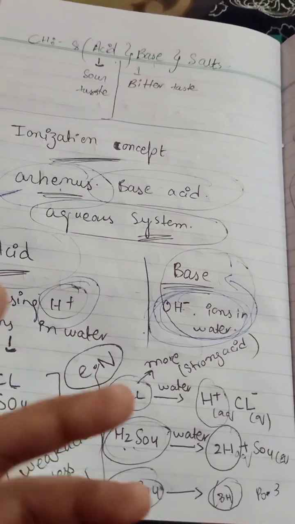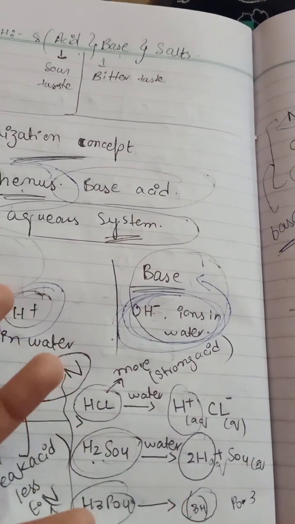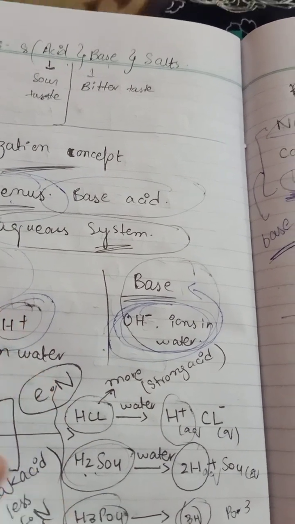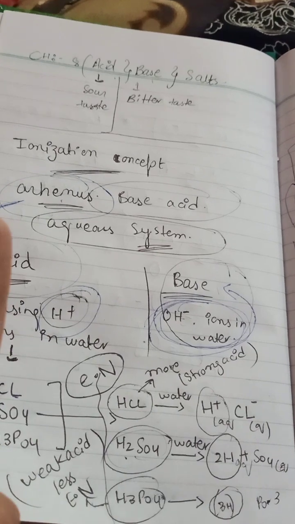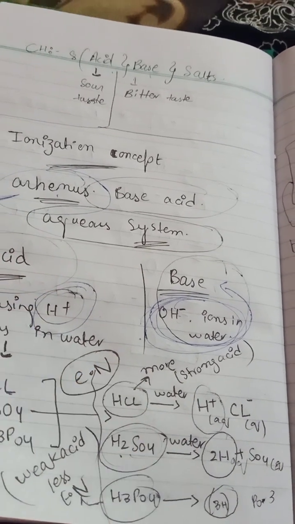In the next video we will talk about the Bronsted and Lowry theory on acids and bases. Today we have discussed only one theory. In the next video we will discuss the second theory.